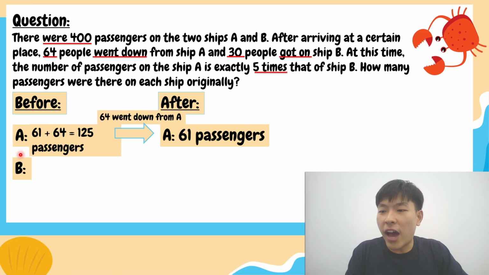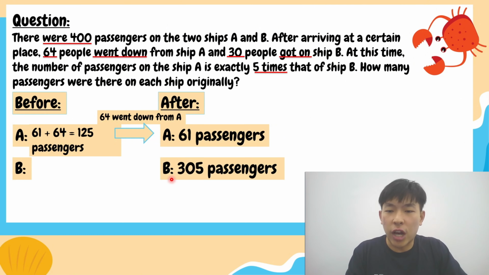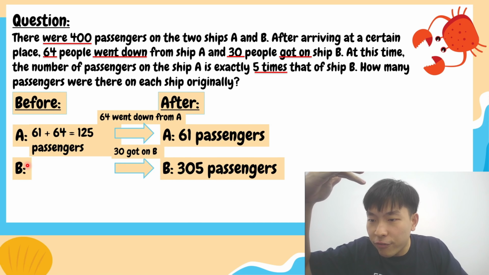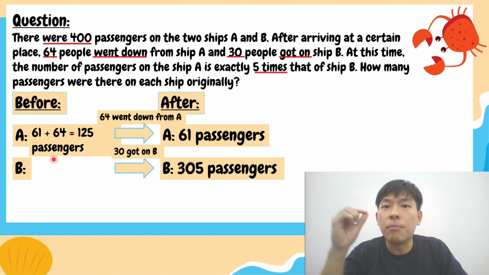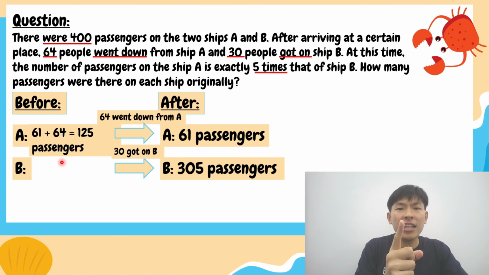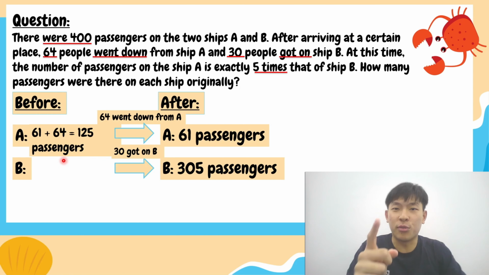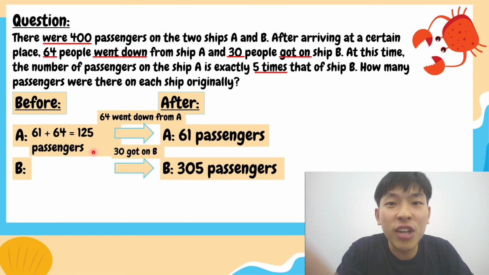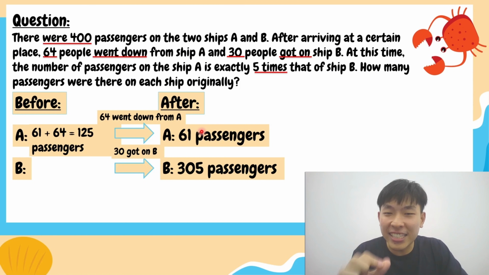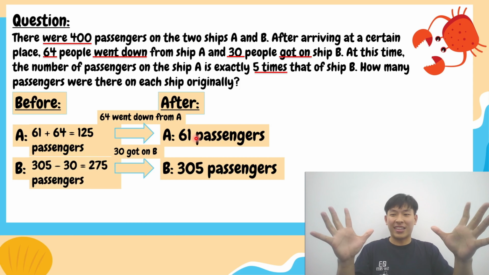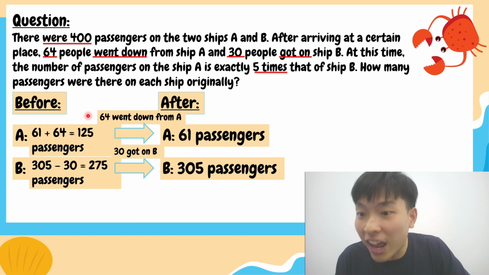Similarly, we want to find the number of passengers before in ship B. We know that after, we have 305 passengers. And the change is that 30 people got on B. So the previous number of passengers in B, is it more or less? Yes, it should be less. Less people, and then more got on, so it became 305. So what should we do? Yes, we take 305 minus 30, and we get 275. Perfect. And now we have found the correct answer.